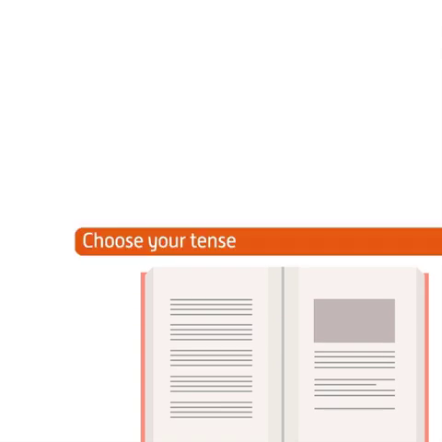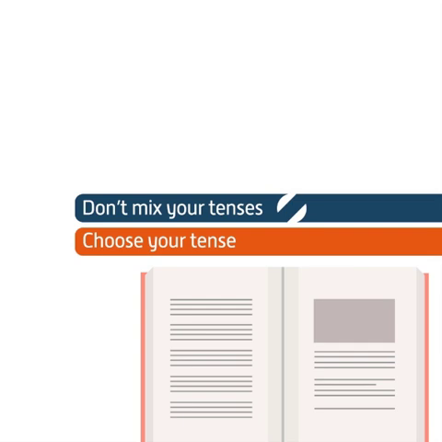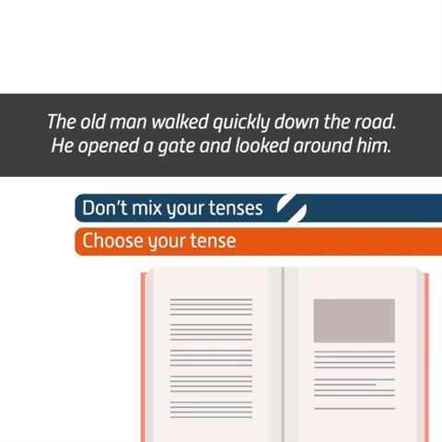If you're writing a story, as opposed to an essay, you can choose your tense. However, don't mix two tenses up in your sentences. For example, you might say, the old man walked quickly down the road. He opened a gate and looked around him. If you wanted to use the past tense, in both of the sentences, the tense is consistent.